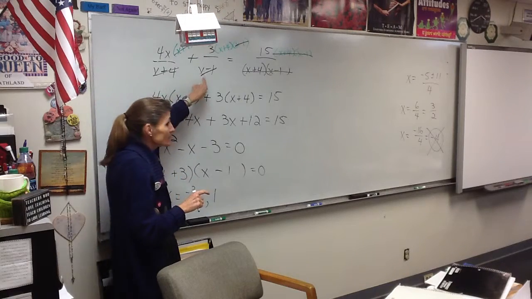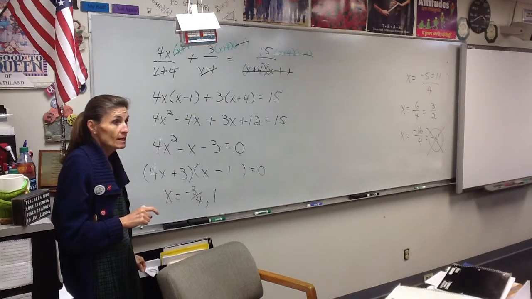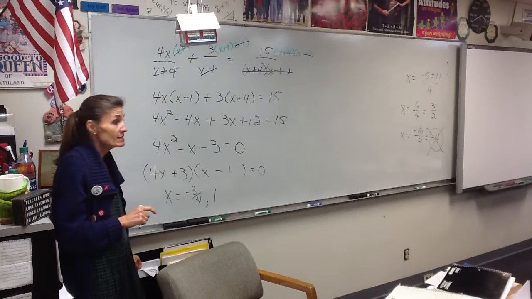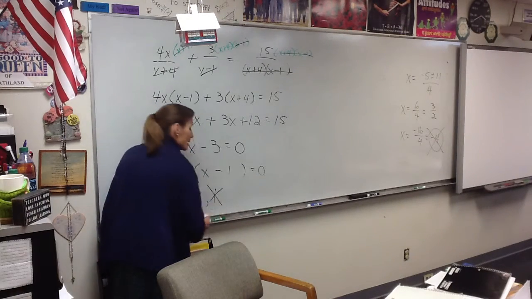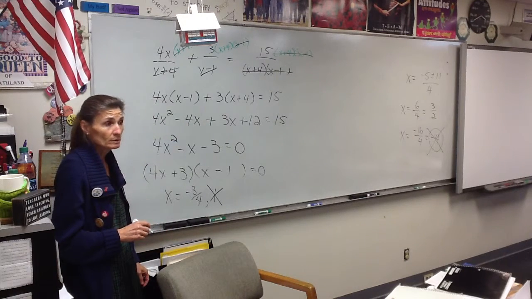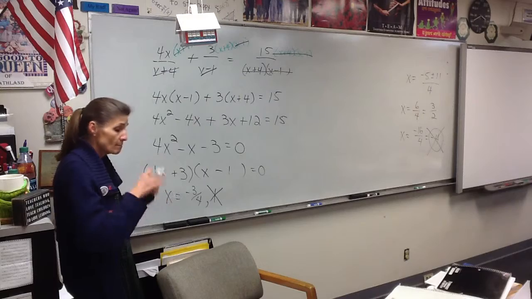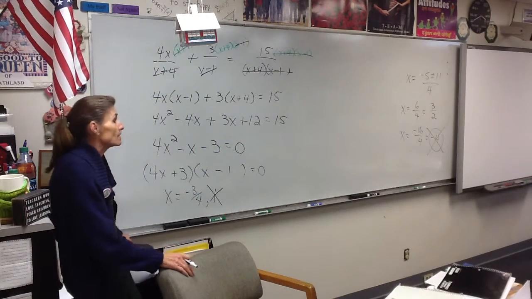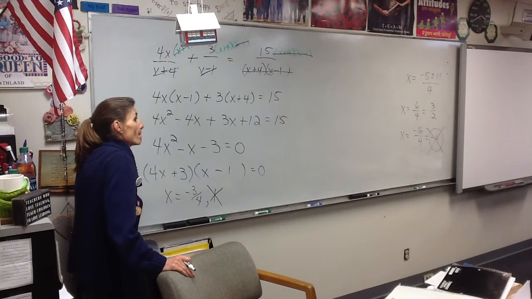Because what happens if I put in 1? It's 0. I get a 0 where? In the bottom, and that is not allowed. So by golly, we have another extraneous root. Throw it out. We did it right. We didn't make any mistakes. Just can't have it. Katie, you check both of them.